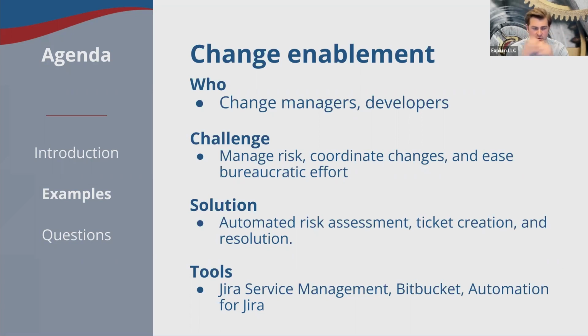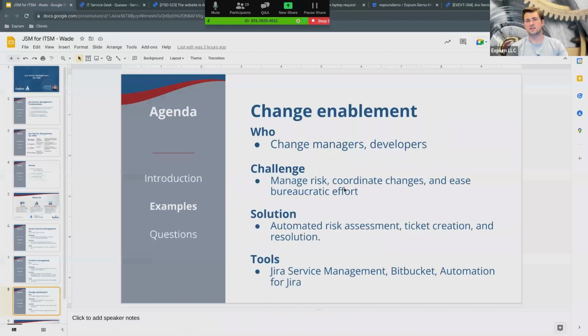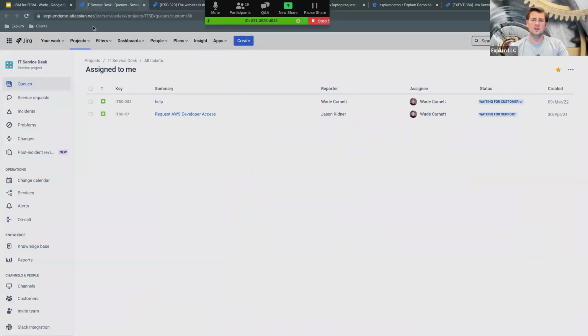There are so many bureaucratic practices that changes have to go through at times, but within Jira Service Management, we can automate a lot of this, the potential risk here, and handling things like your normal changes. So the solution is automated risk assessment, ticket creation, and ticket resolution. What we're going to be using for this specific demo is Jira Service Management, Bitbucket, and automation for Jira. I realize I am probably talking fast. So let's hop back out to our portal one more time.